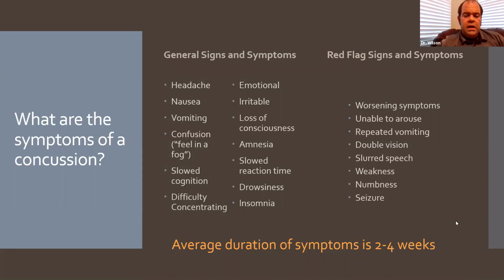Amnesia or memory loss can be present. That can actually be what we call retrograde or anterograde. The athlete can forget or have loss of memory of things that happened before the concussion or things that happened after the concussion. Slowed reaction time is a common sign. Drowsiness is pretty common, and insomnia, or really any sleep disturbance, are fairly common signs and symptoms.